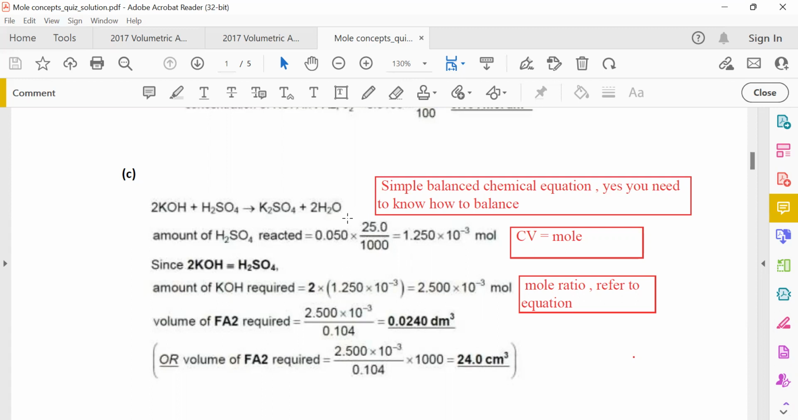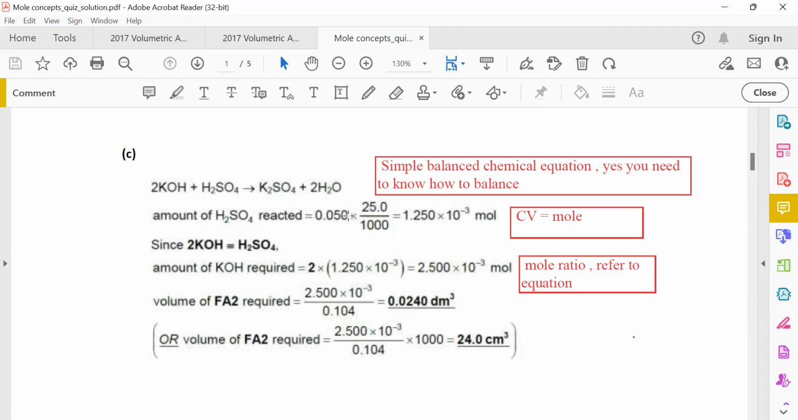So that balance equation is very important. Then after, you are supposed to calculate the amount of H2SO4. You can see that basically this is how you calculate the amount, C times V. Okay, and of course, this will be the mole. And then by mole ratio, you will realize that KOH is basically 2 times as much as your H2SO4. Basically, just multiply by 2 and you get the amount of KOH.